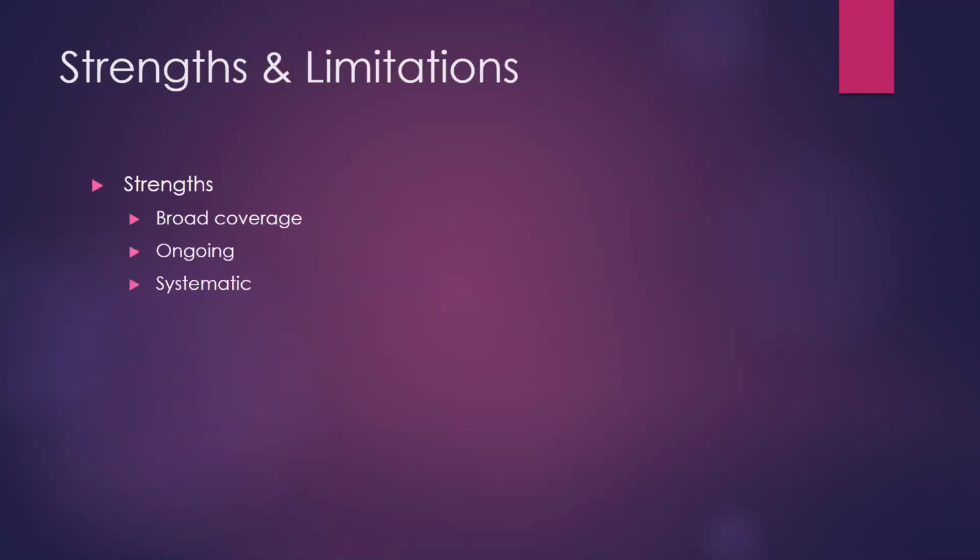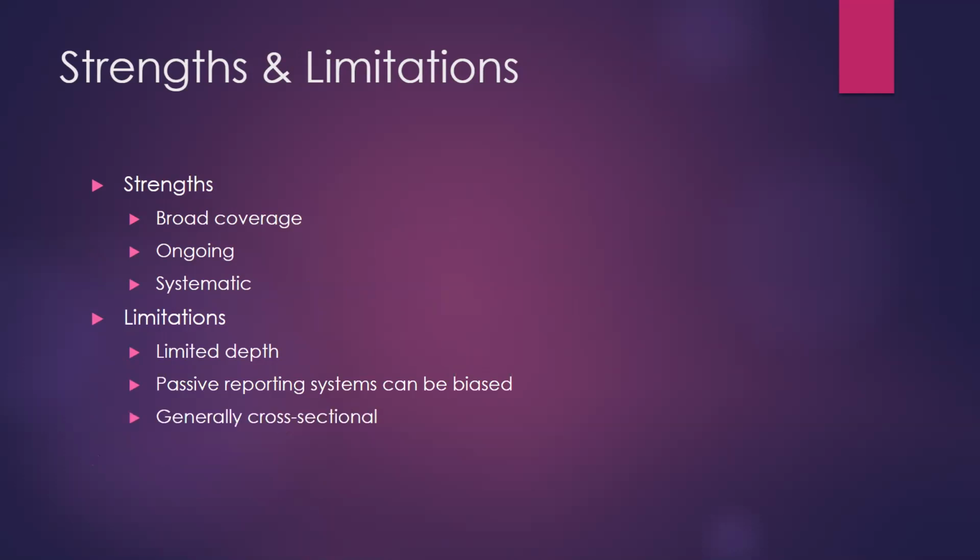So finally, the strengths of surveillance systems are that they tend to have broad coverage. So we're trying to cover entire populations. They are by definition ongoing and systematic. But the limitations are that because we are doing so much breadth of coverage, we often have limited depth. And when we rely on passive reporting, we can get biased estimates. And generally, they're only representative of a single time point. So while we can look at samples across years, it's generally not the same people that we're following over time. So we don't have longitudinal data in that sense.